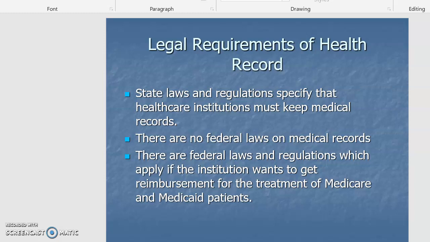Legal requirements of the health record. State laws and regulations specify that healthcare institutions must keep medical records. Keep in mind though, there are no federal laws requiring this, but there are federal laws and regulations which apply if the institution wants to get reimbursed for the treatment of Medicare and Medicaid patients. So of course, everybody is going to keep a medical record. If you want to get paid for the services of that patient, you're going to keep a medical record.